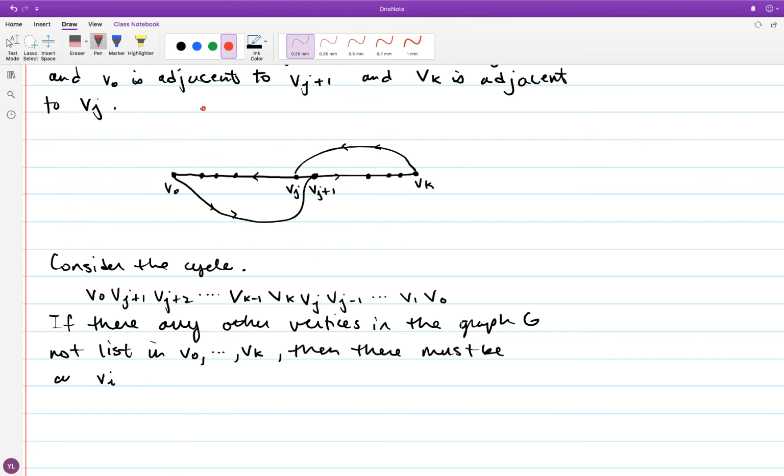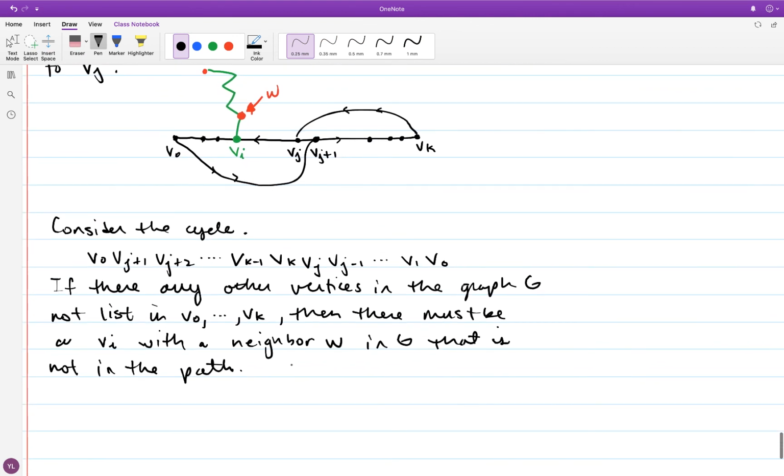If there are any other vertices out there in the graph, I know that since the graph is connected, I should be able to connect some member of the V's out to that member, right? So in particular, there is some neighbor of a member of the path that is not included in the list from V naught to VK. So there's one of two situations. Either all the V's are the entire set of vertices in the graph, in which case I've got myself a Hamiltonian cycle. If not, then there's some other vertex out there in the graph forcing one of the members of the path to have a neighbor that is not in the path, as I've drawn here. So I'm going to call this member of the path VI, and maybe I'll call this one W. But this is going to be a contradiction, and I'll show you why.